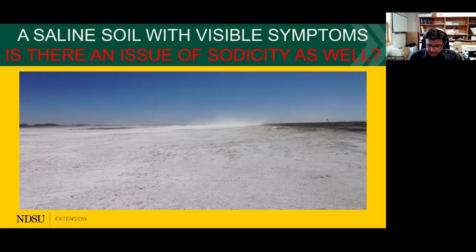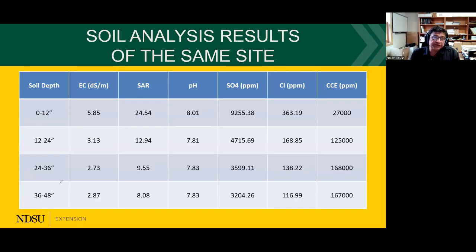Well, because I have the soil results, I can show you that EC saturated paste again is 5.85, which is high for sensitive crops like soybeans, but you might be able to grow salt tolerant annual crops like oats, barley, sunflowers, sugar beets in a year where you get frequent rains. But look how high SAR or sodicity is, 24.54. So looks can be deceiving. Sodicity is a much bigger issue here compared to, say, salinity.